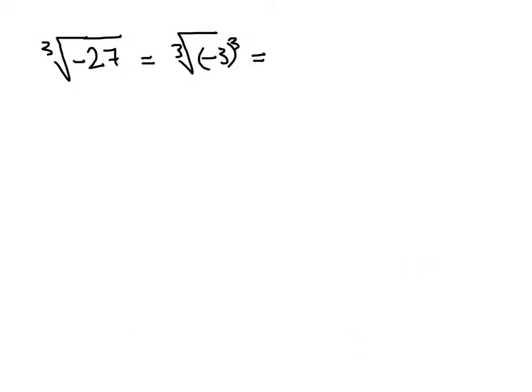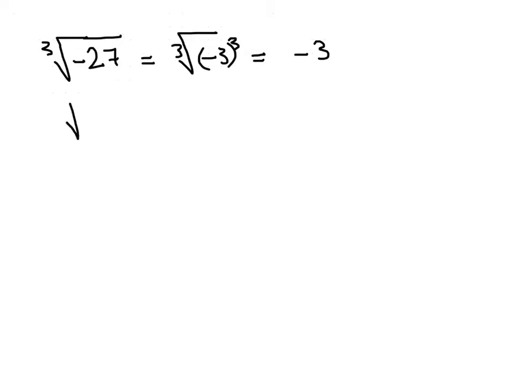So find the cube root of negative 27. I need to find a number that, if I cube it, I'll get negative 27. So we know that it will be negative 3, because negative 3 to the power of 3 is negative 27. So the cube root of negative 27 is negative 3.